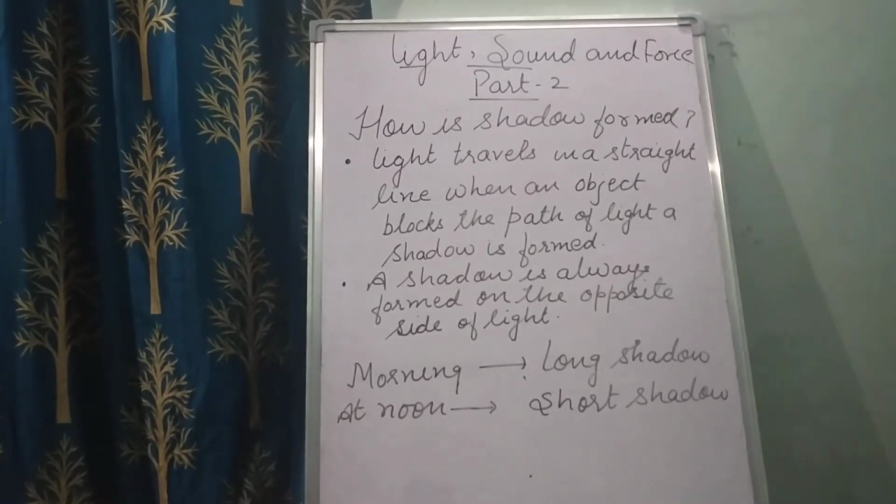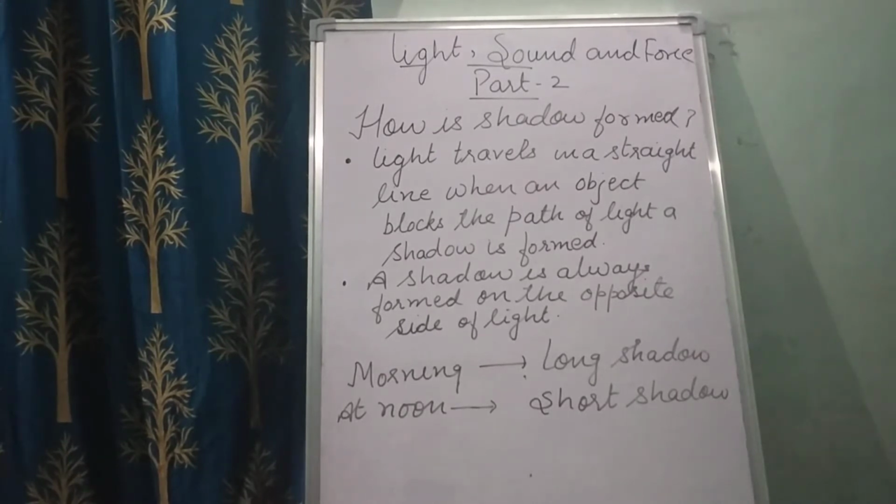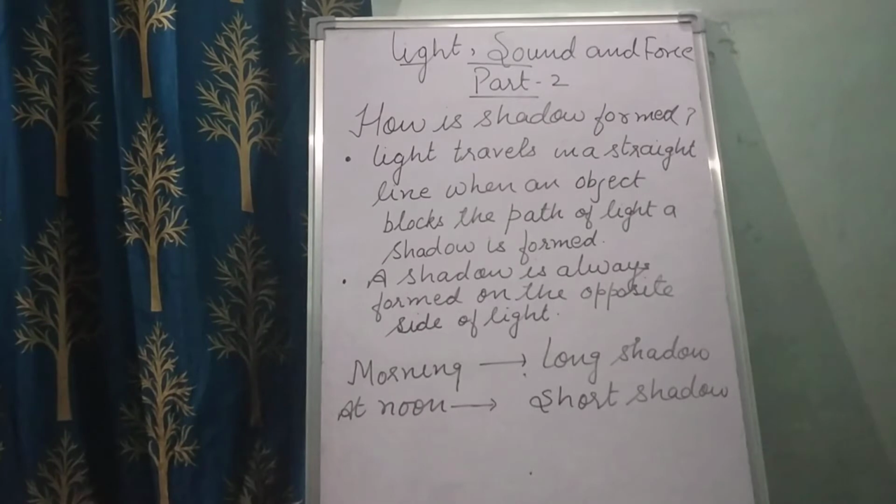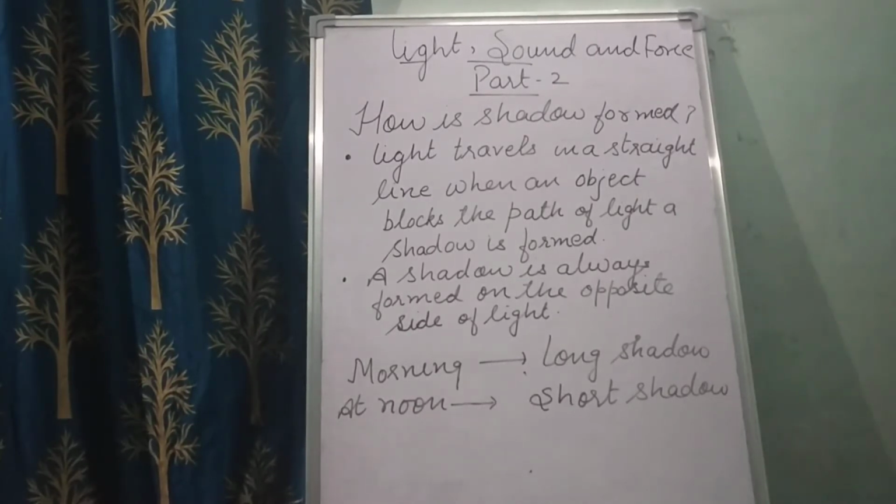So, how is a shadow formed? A shadow is formed when light travels in a straight line. And second, when an object blocks the path of light, a shadow is formed. Luminous objects like the sun, bulb and candle, they block the light and the shadow is formed. Sometimes, children, have you seen that shadows are smaller and sometimes they are bigger than the actual size? A shadow is always formed on the opposite side of the light.